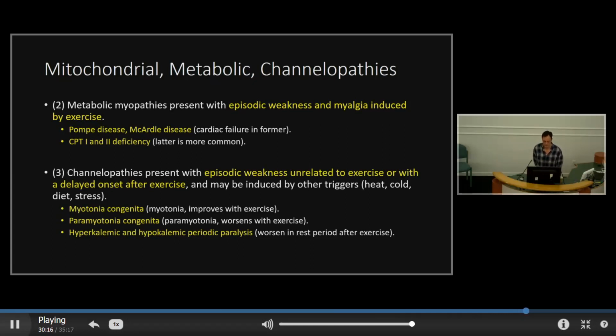And they are often induced by other triggers, including heat, cold, diet, and stress. So I've listed them there. These are, again, extremely rare. I just include them for comprehensiveness, but you're not going to run into this in a clinical exam. At least I hope you don't.